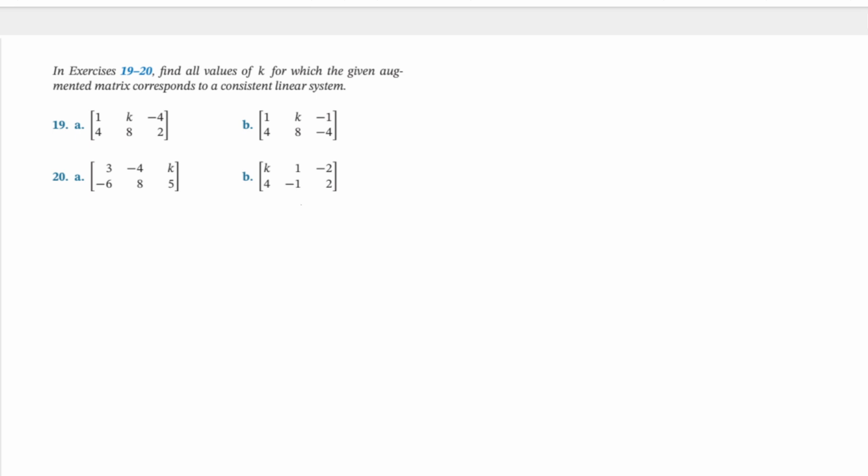First, for a system to be consistent, we know that it has to have at least one solution. It can have one solution, which would be the unique solution, or it can have more than one solution, and in that case it has to have infinitely many solutions. But either of those conditions means that the system is consistent.